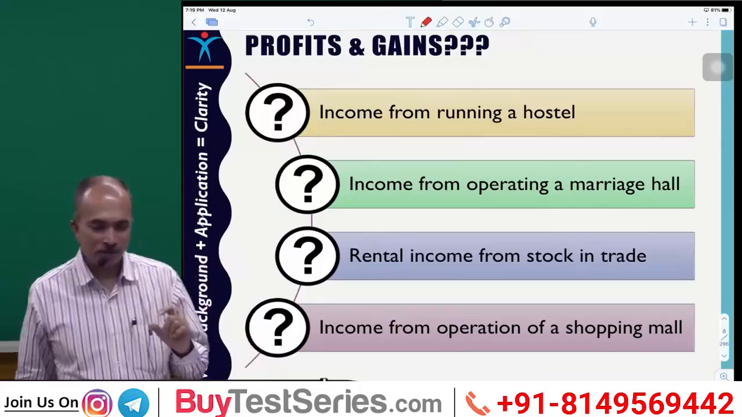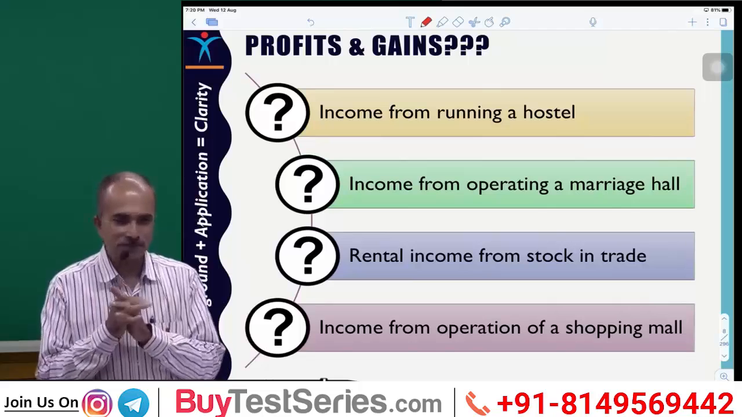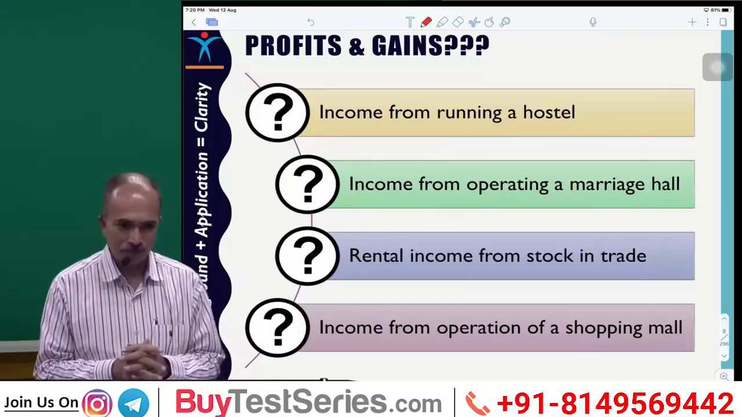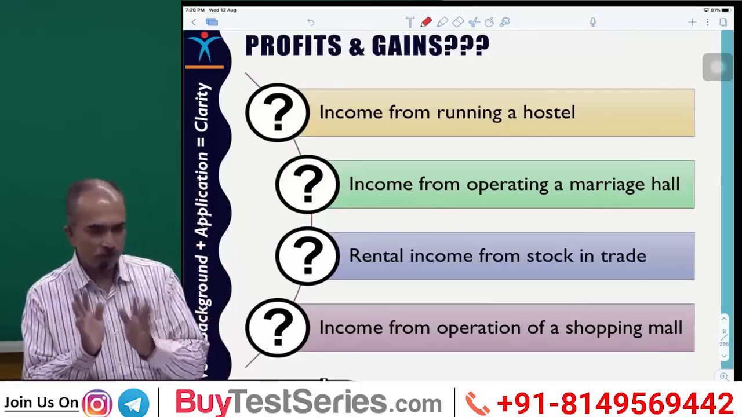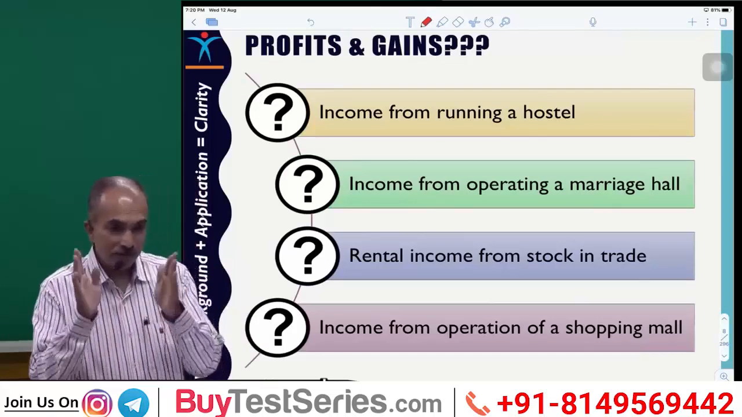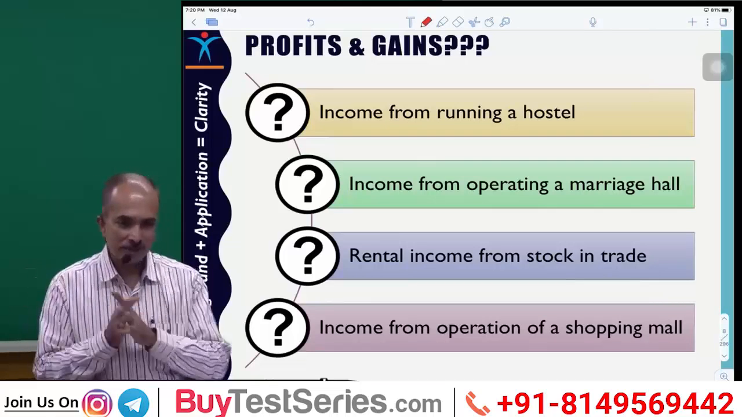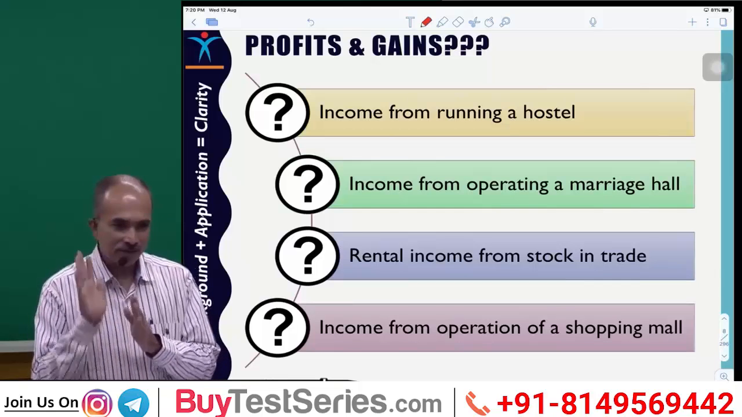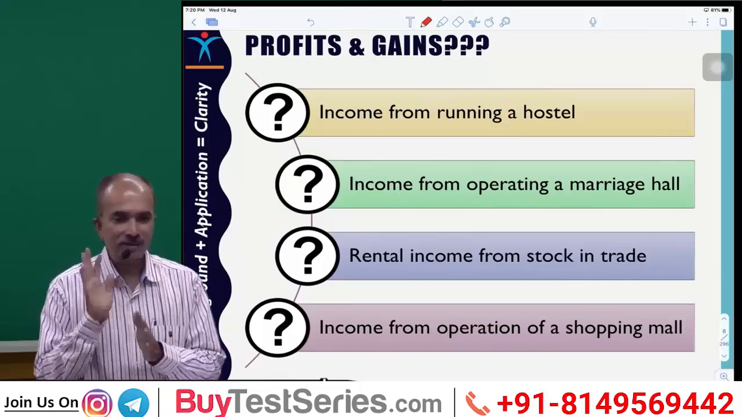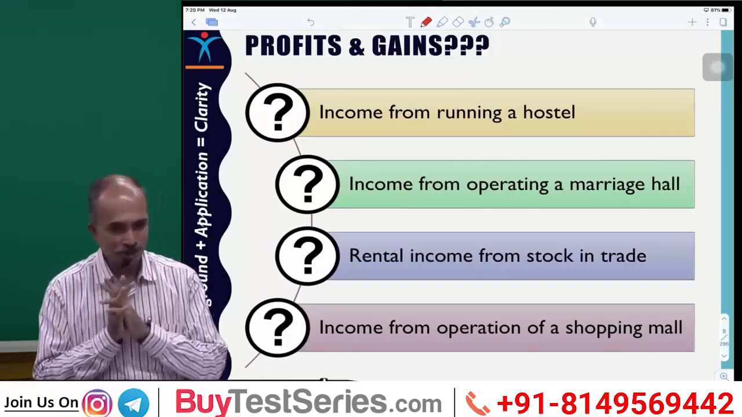To fit into house property, we have to see, is it a plain simpliciter letting out of the building premises? Or am I doing something more? In a hostel, I am providing the accommodation. So space I am giving. I am providing basic furnishing, bed, cupboard, table, chair, etc. I am providing hot water. I am providing electricity. I am providing cleaning services. All these are provided together for the amount I am charging to you.